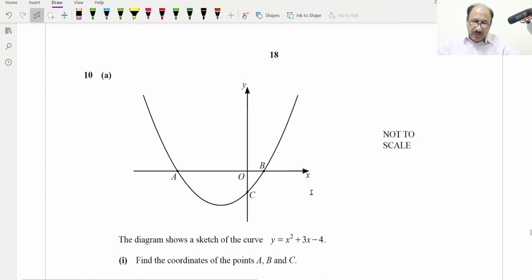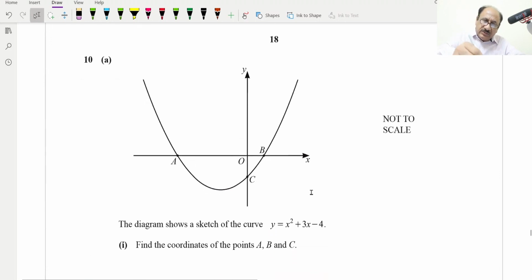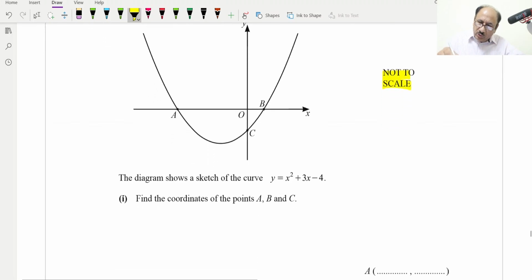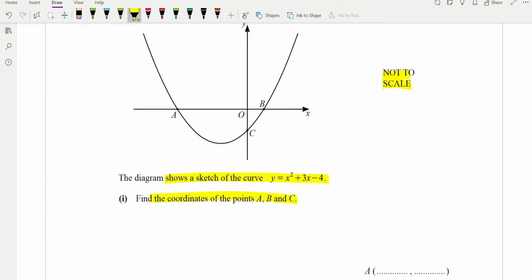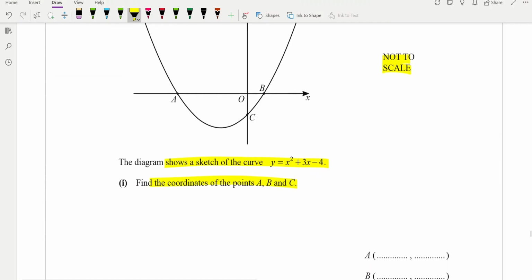Now question number 10a part. This diagram is not to scale, and they are saying the diagram shows a sketch of the curve, this one, and find the coordinates of A, B, C. 3 points we have to find the coordinates.